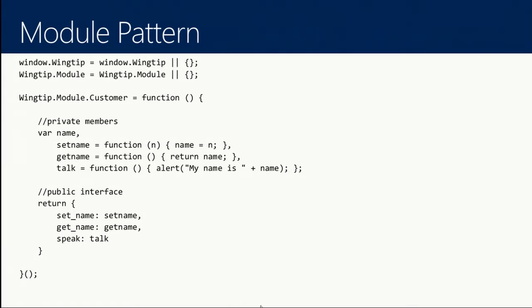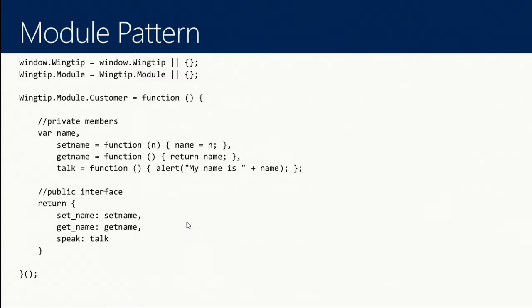So I'm returning the functions, the inner functions, as a return value of the outer function. Of course, when the outer function runs, the object that gets returned goes into customer. The outer function is no longer in scope. But because you're holding on to the pointers to the inner function, all the variables in the inner function are still in scope. Which means that if you look at talk down here, my name is name, but name is actually a variable inside the outer function. You with me on that? You can still say wingtip.module.customer.talk, and it will run.